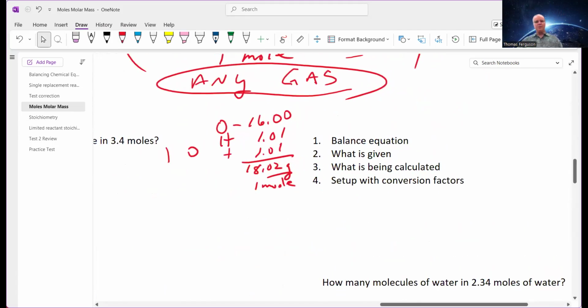Okay, so let's do some problems. And these are all going to be conversion problems. Now, let's go back to our unit 1, 4 steps. Balance the equation. If nothing is happening, there's no equation to balance. What's given, what are we trying to calculate, and what are the conversion factors to go from the given to what we're trying to calculate.